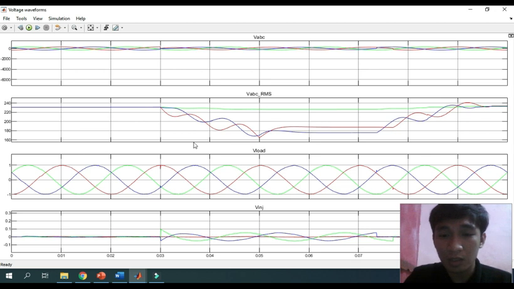So the voltage continues back to the normal condition. That's all from the simulation part.